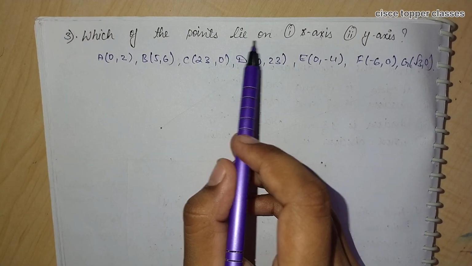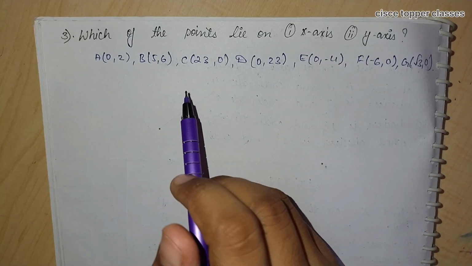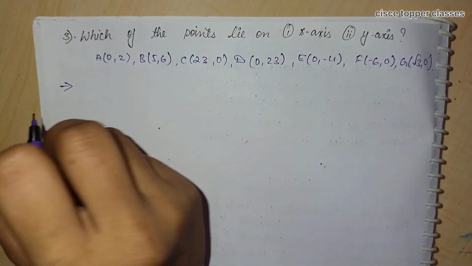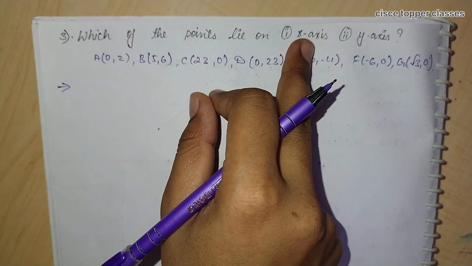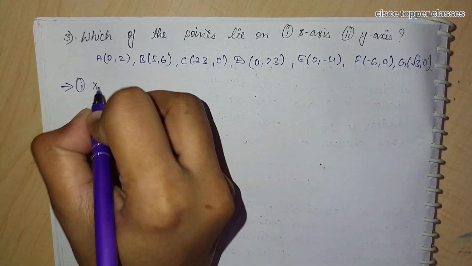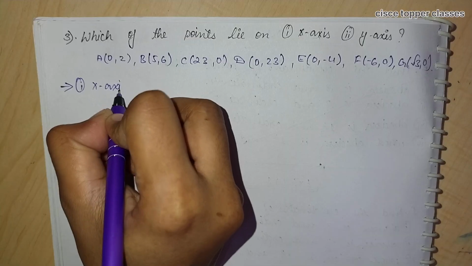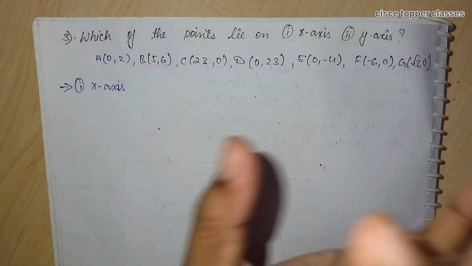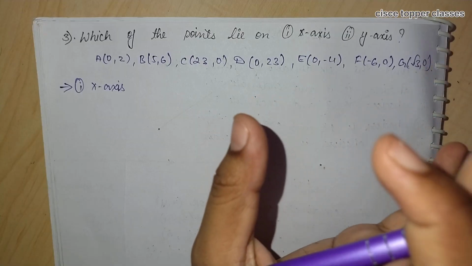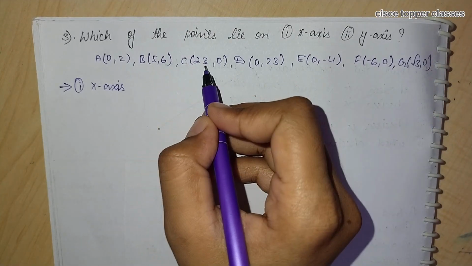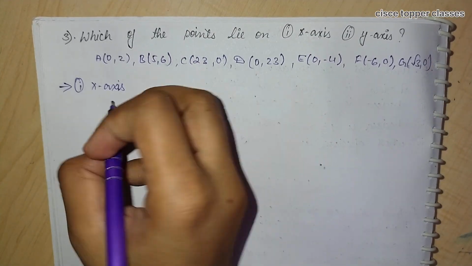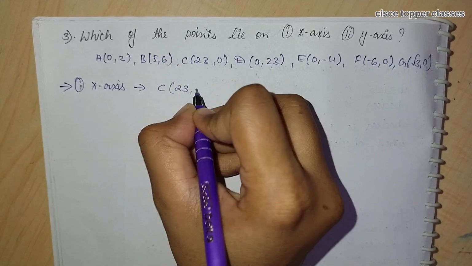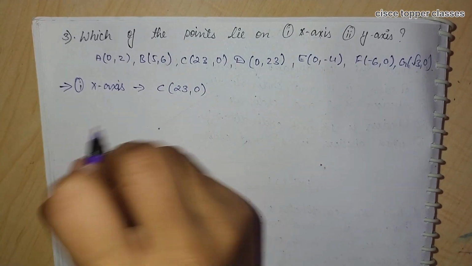Which of the following points lie on x-axis, y-axis we have to find. So these are the points. So if we have to find for x-axis, in the first part we have to find in which the point will lie. So in that, ordinate will be 0 here, and x-axis will have the abscissa here. So this will be point C. Here we can write point C, which is 23 comma 0. So it lies on the x-axis.